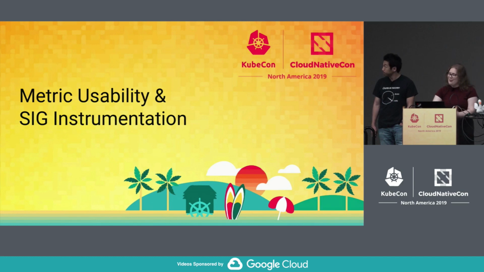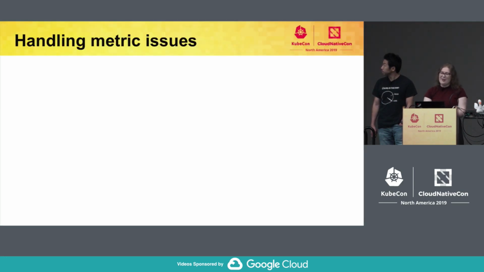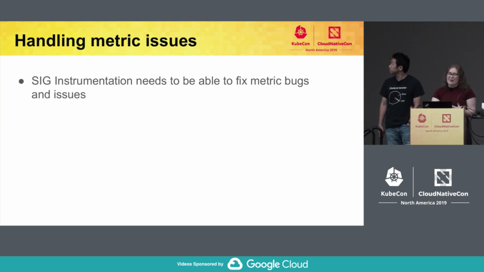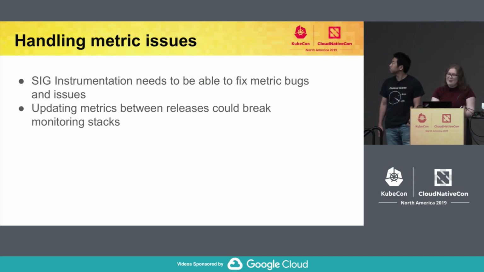Which is a good opportunity for me to jump into talking a little more about upstream. In our last example, we saw there was an underlying issue with a metric that was providing bad data to cluster operators and made it difficult for us to figure out what was going on. How does SIG instrumentation address these sorts of problems? Well, it's a bit complicated. Updating metrics between releases could break monitoring stacks.